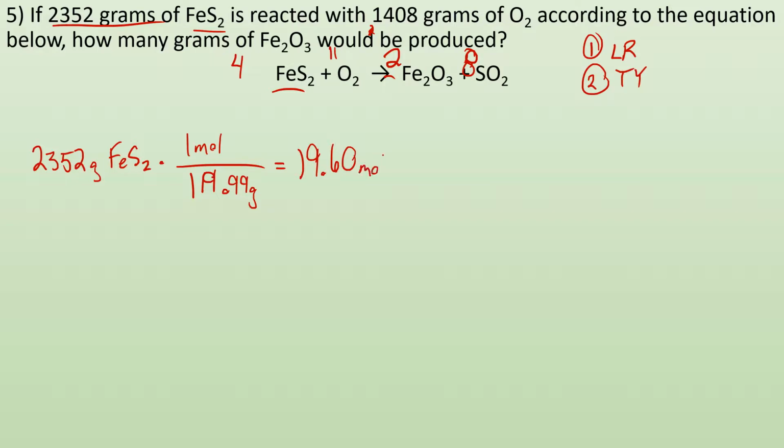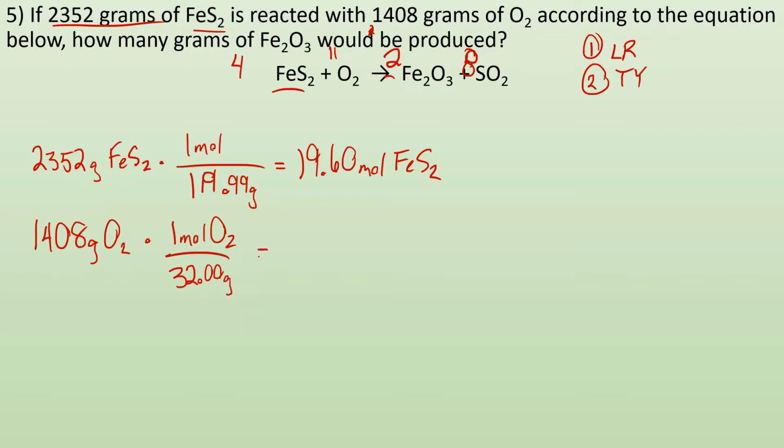and I end up with 19.60 moles of FeS2. I have to do the same thing for O2. I have 1408 grams of O2 times 1 mole of O2 over 32.00 grams, and I end up with 44.00 moles of O2.